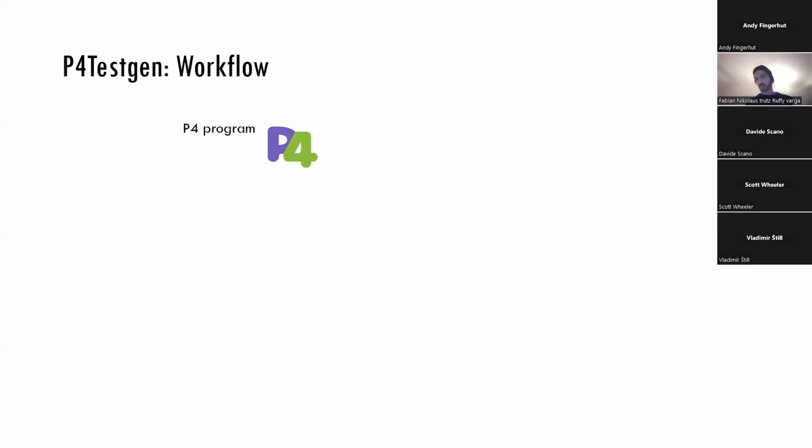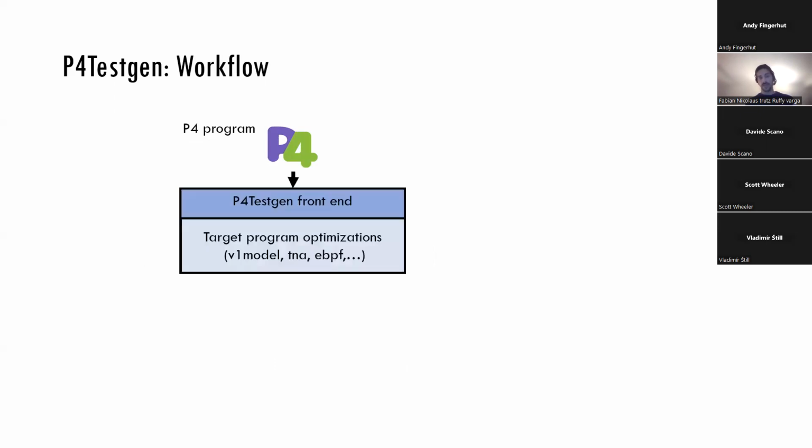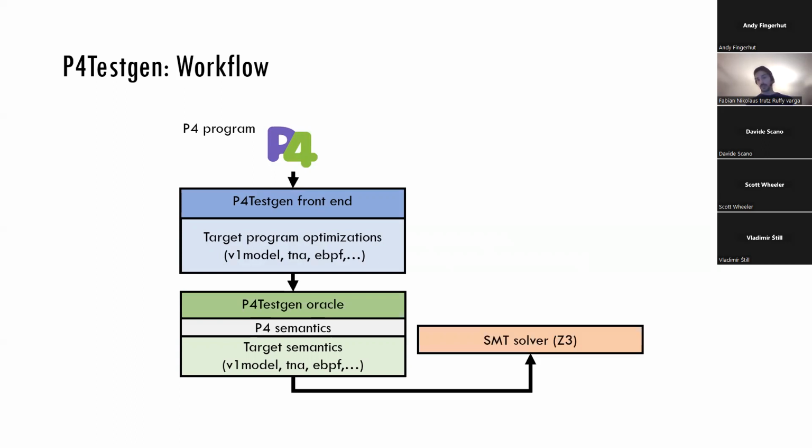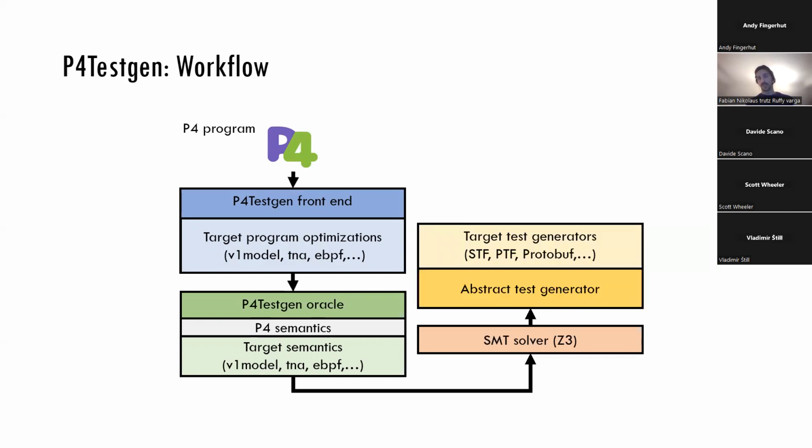So what is P4Testgen's general workflow? So ideally, you would take a P4 program, and then you run it through our front end. We apply target-specific program optimizations for different kinds of backends that make the P4 code and the P4IR amenable for symbolic execution. Then we feed it into our Oracle, and here we step through the program and do analysis of the particular test, and we collect path constraints. Once we have collected these constraints, we feed them in our SMT solver. In this case, we work with Z3. And then we generate a suite of tests.